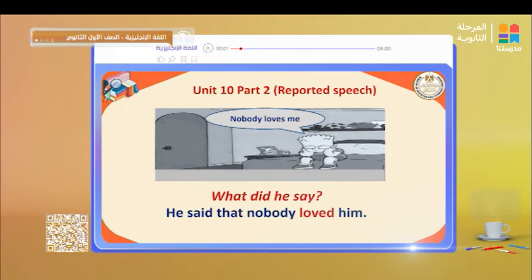As you see here, the verb loves in the present is changed into loved. Nobody loves me. He said that nobody loved him. Again, the pronoun me is changed into him, because I'm not talking about myself, I'm reporting the sentence, I'm telling another person what the boy said. So I'm not talking about myself, I'm talking about the boy. He said that nobody loved him.